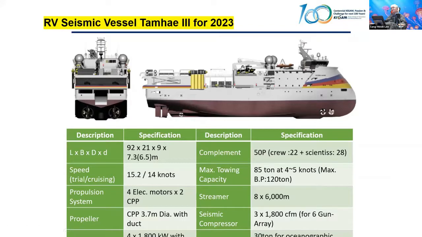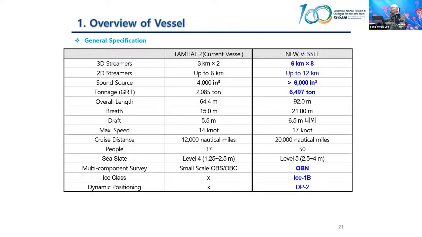Another ship which is coming online in 2023 is our new seismic vessel. This is also quite big, and it has 8 streamers, each 6 kilometers long. Okay, these are some of the specs of the ship.